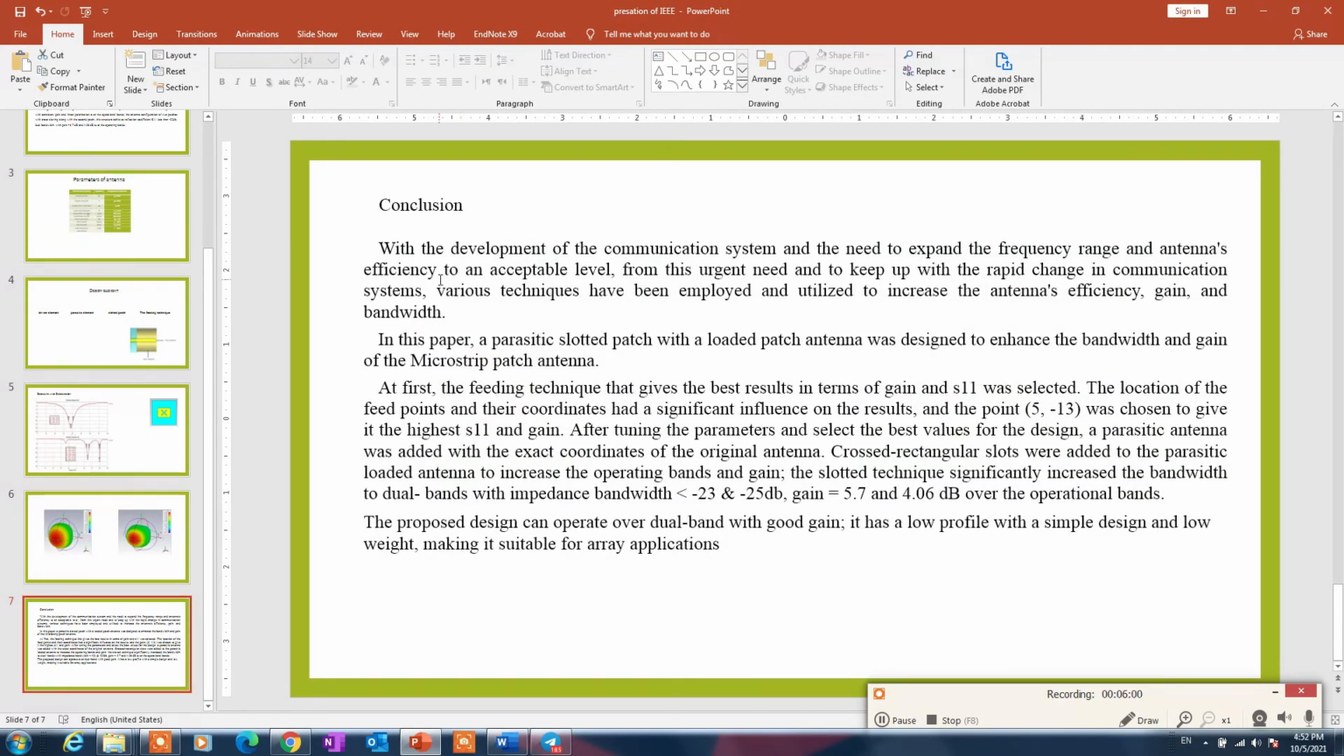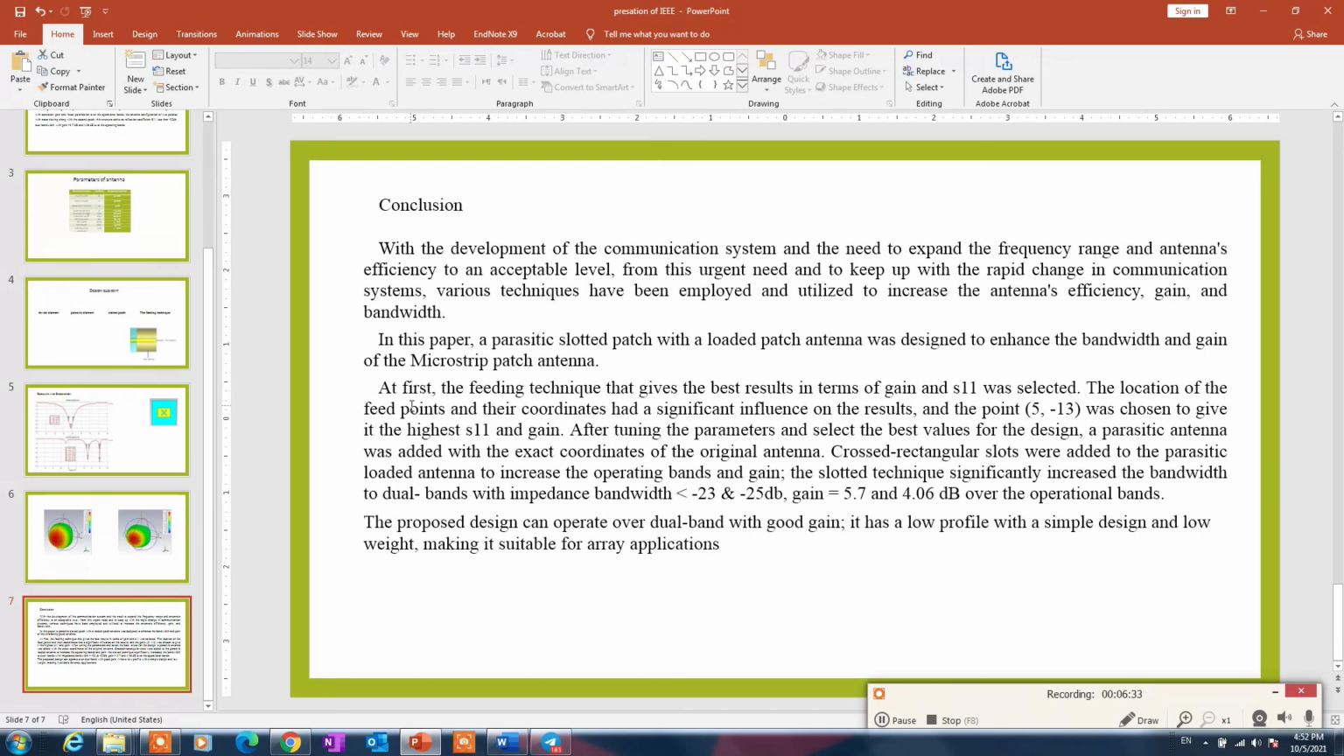The conclusion: with the development of communication systems and the need to expand the frequency range and antenna efficiency to an acceptable level, and to keep up with the rapid change of communication systems, various techniques have been employed to increase the antenna's efficiency, gain, and bandwidth. In this paper, a parasitic slotted patch antenna was designed to enhance the bandwidth and gain of the microstrip patch antenna.